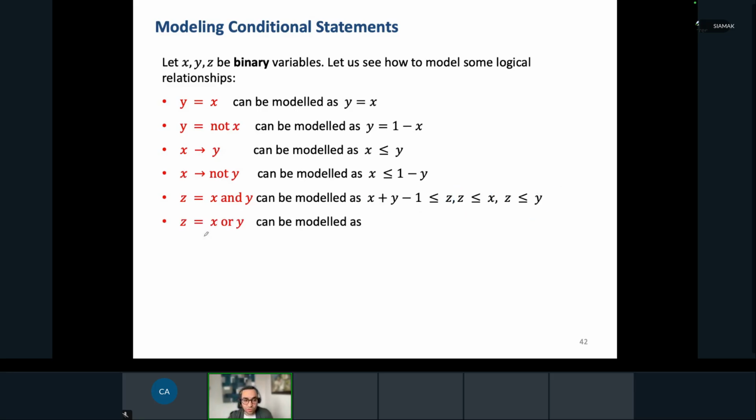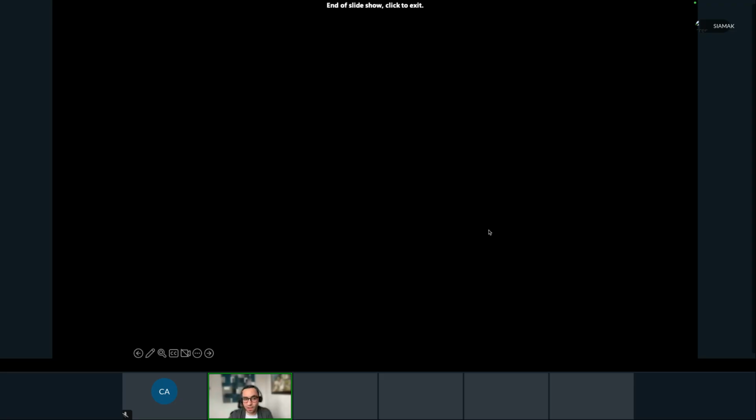Z is equal to x or y. When y and x are equal to 1, I want z to become equal to 1, or the other way around. So we have to write it this way. So you can see they are slightly different from AND, because in AND, both of them should be equal to 1 to get z equal to 1, but with OR, at least one of them is equal to 1. Then z can be equal to 1.